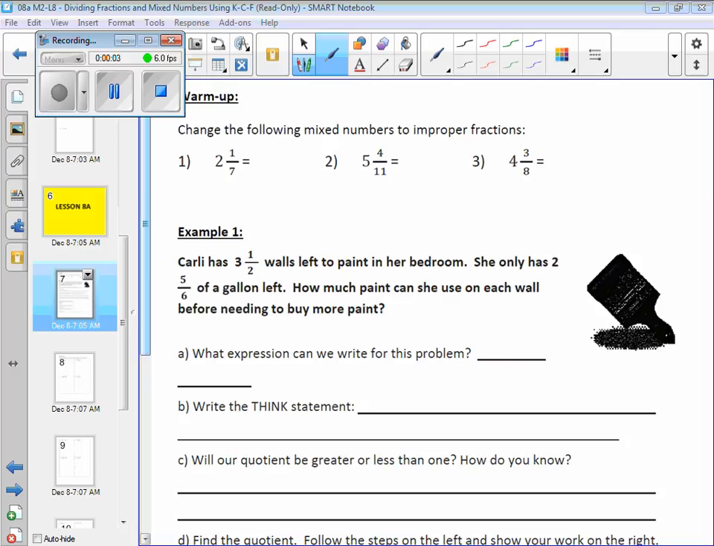All right, let's start out with those mixed numbers to improper. What was number one? Good. Ella, number two. Be ready. I'm just going to call on people. We'll go through it quick.